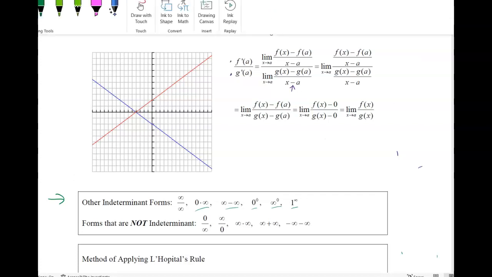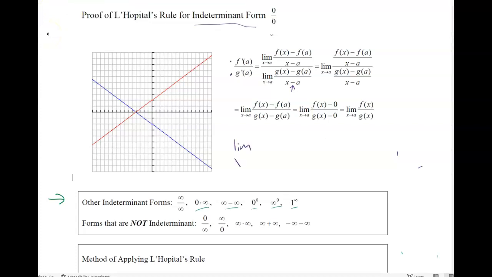So we have in the past done things like the limit as x goes to 3 of x minus 3 over x squared minus 9, for example. I put 3 in the top. If I do 3 minus 3, I get 0. If I do 3 squared minus 9, I get 0. I get that indeterminate form.